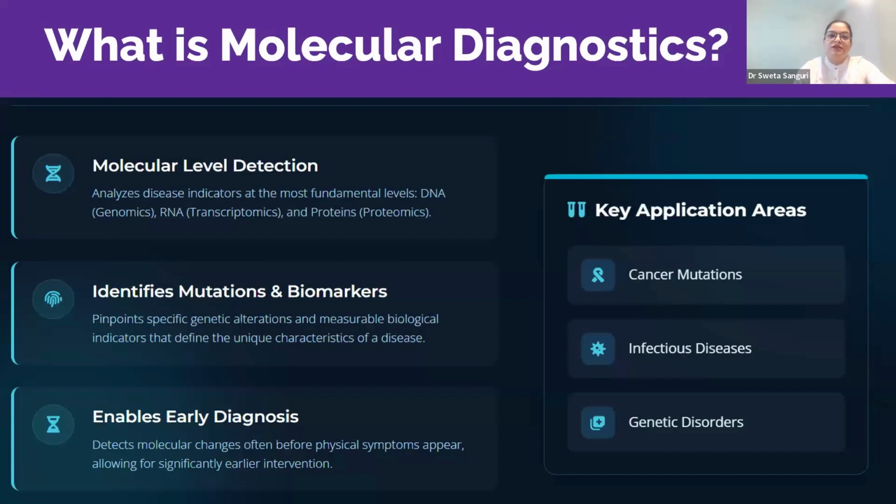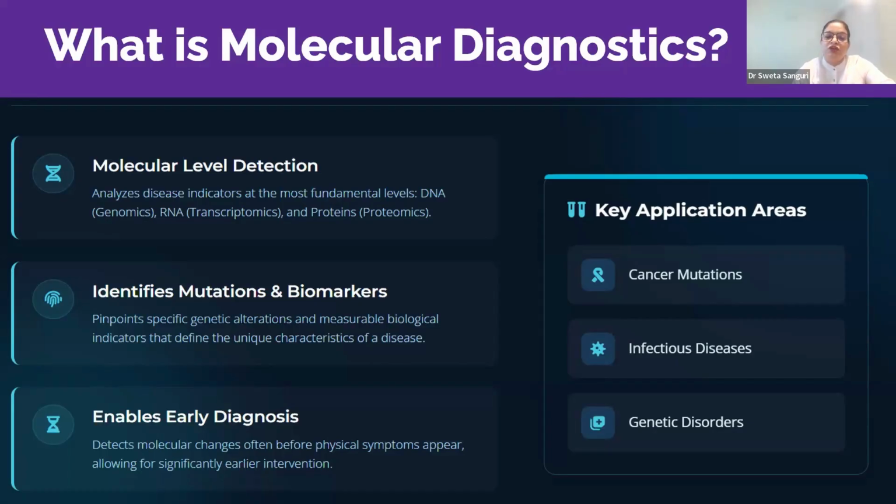Now, what is molecular diagnostics? It refers to techniques that analyze disease at the molecular level. So it includes DNA, RNA, and protein. And by examining these molecules, we can identify what is the underlying problem, what are the underlying biological changes which are causing the disease in the patient.